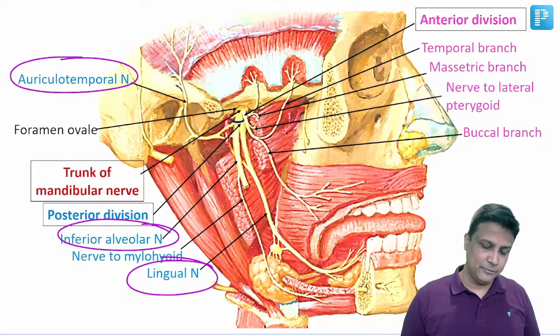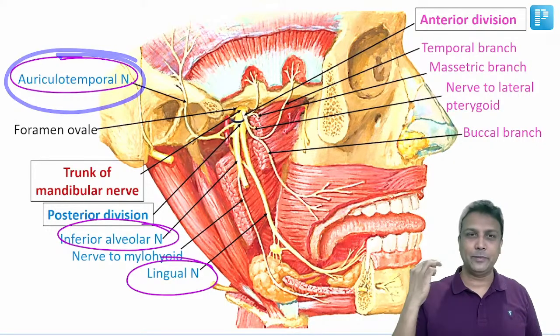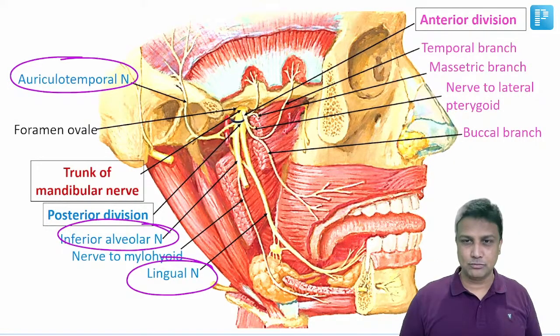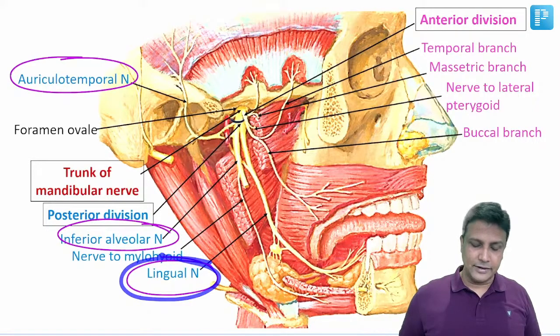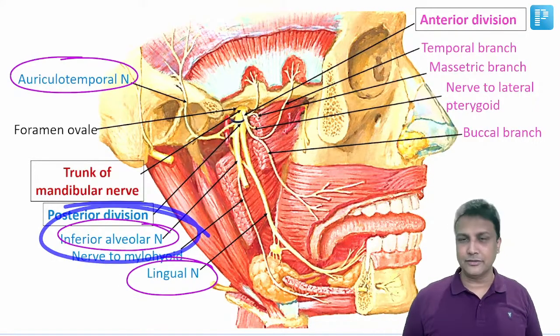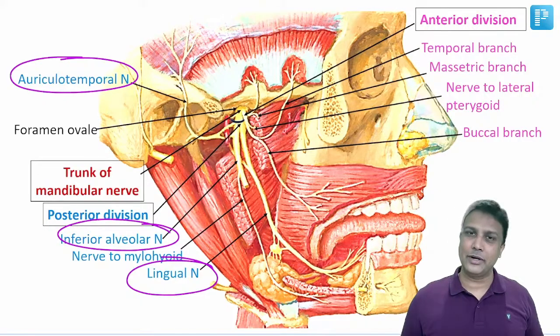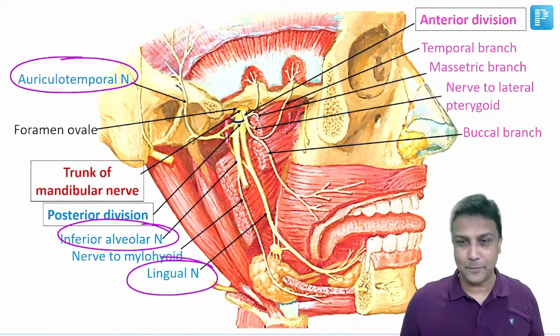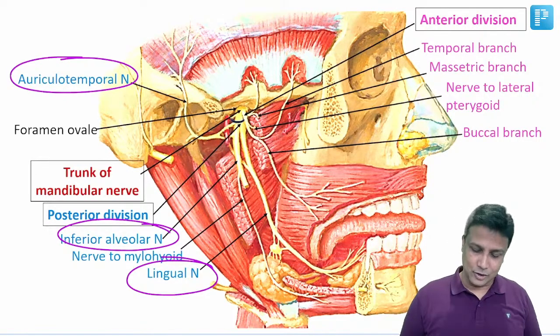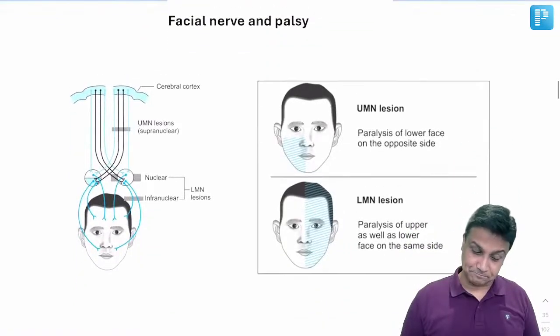I repeat once more here. The auriculotemporal nerve supplies the parotid gland, and that will be involved in Frey's syndrome. And the lingual nerve will be injured in submandibular gland resection. And the inferior alveolar nerve is going to pass through a foramen. That foramen is referred to as the mandibular foramen. Please remember these three MCQs here. Questions will definitely come from here, sir.